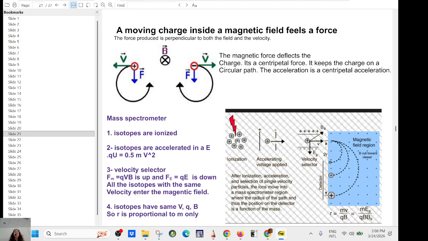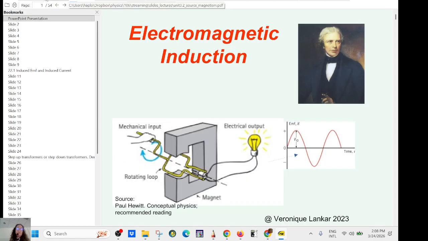Before that, you need to accelerate the charged particle using an electric field, right? So the potential energy will turn into kinetic energy. You speed them up with an electric field, and then they go through a velocity selector. So all of them will have the same velocity, and then it goes inside the magnetic field. We did that last time, I just want to review.